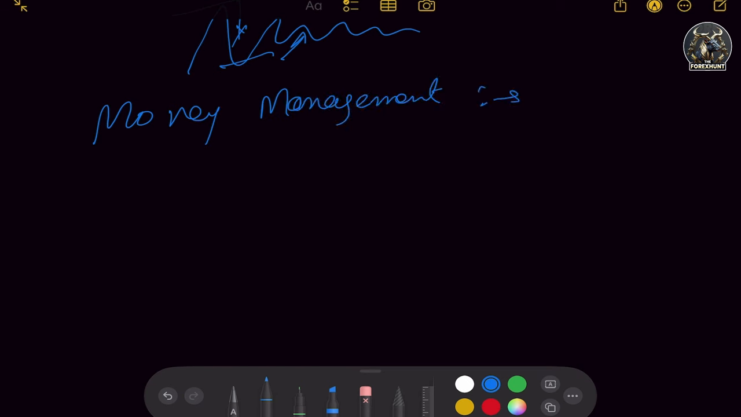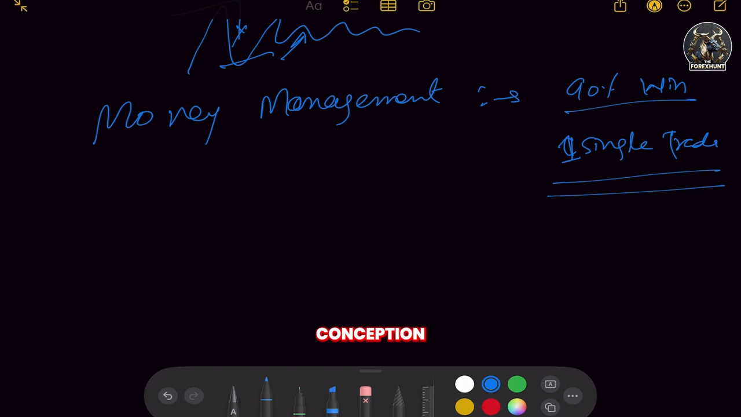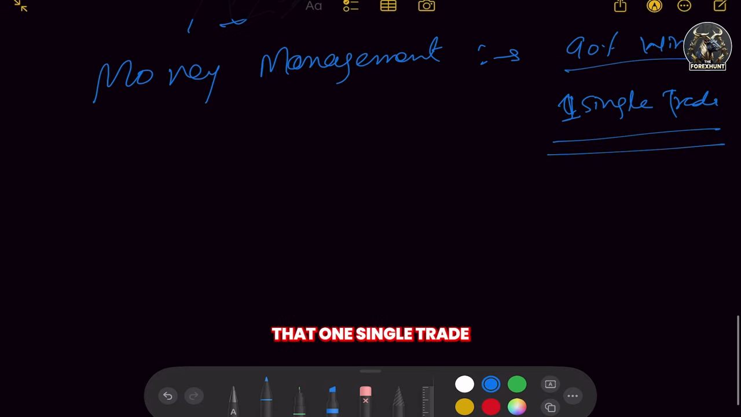Even with a 90% win rate, you can lose. You can wipe out your account. One single trade can wash your account. One single trade. This is a good concept, that one single trade can wash your account. Even with 90% accuracy, you will lose your account. Don't do these things.